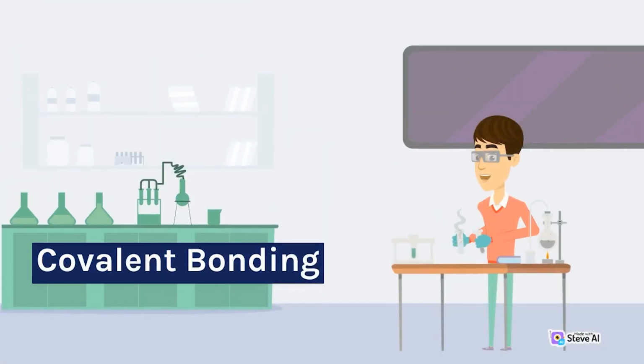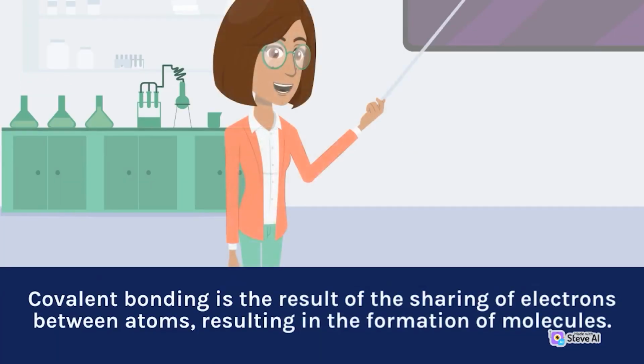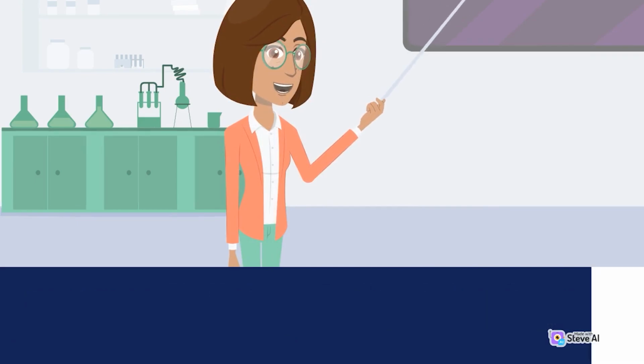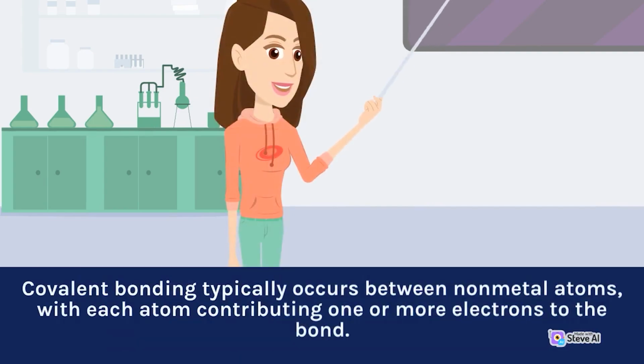Covalent bonding. Covalent bonding is the result of the sharing of electrons between atoms, resulting in the formation of molecules. Covalent bonding typically occurs between nonmetal atoms, with each atom contributing one or more electrons to the bond.